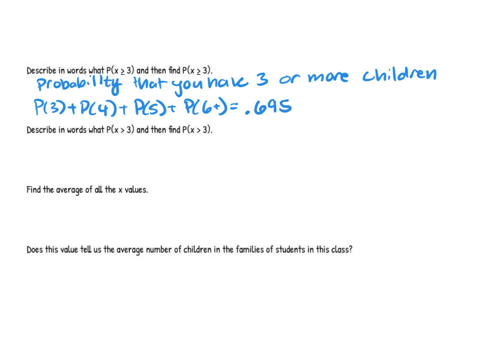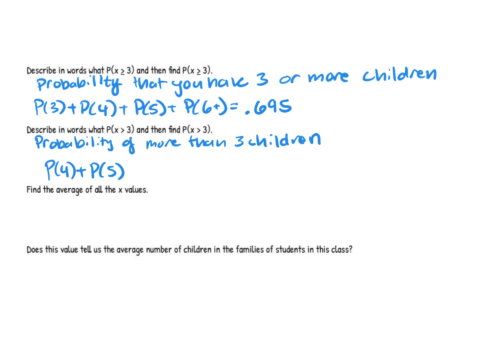Next one, describe in words what the probability of x greater than 3 is, and then find it. Since it's no longer x greater than or equal to, it takes out that 3. So it's the probability of more than 3 children. Okay. So that would be probability of 4 plus probability of 5 plus probability of 6 plus, which is 0.565.